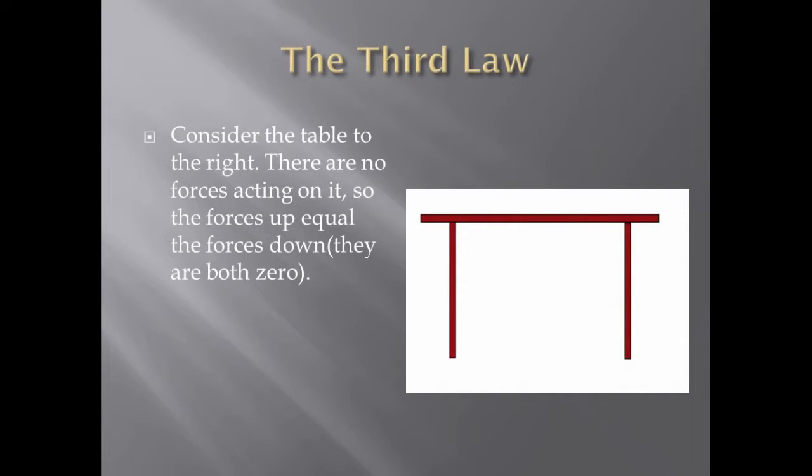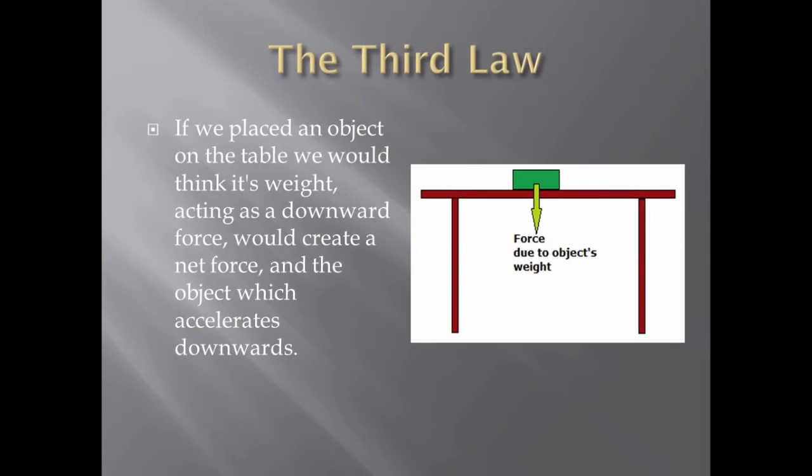Consider the table to the right. There are no forces acting on it, so forces up equal forces down, since they're both zero, and the table doesn't move. If we place an object on the table, we would think its weight acting as the downward force would create a net force and the object would accelerate downwards, obeying Newton's first law of motion.